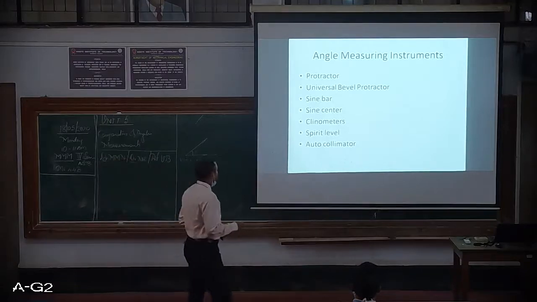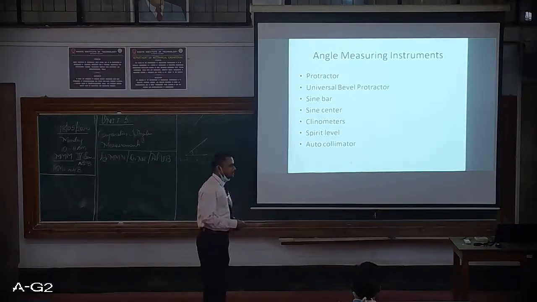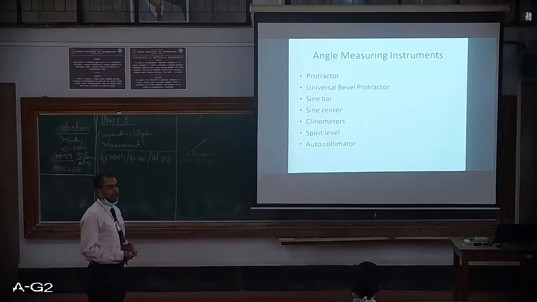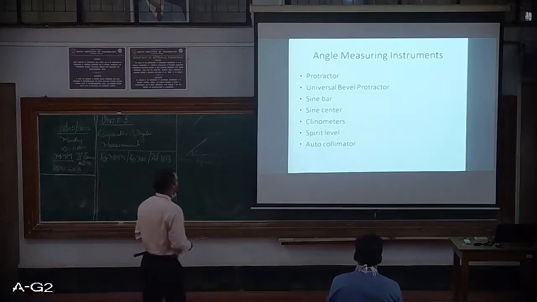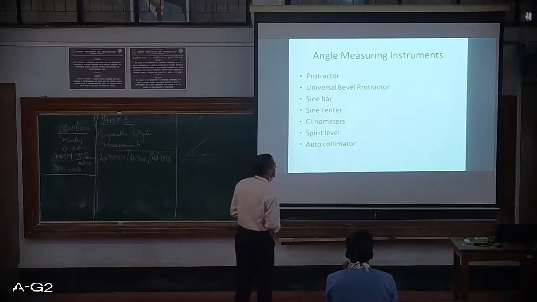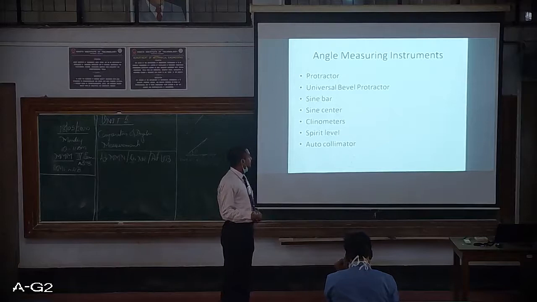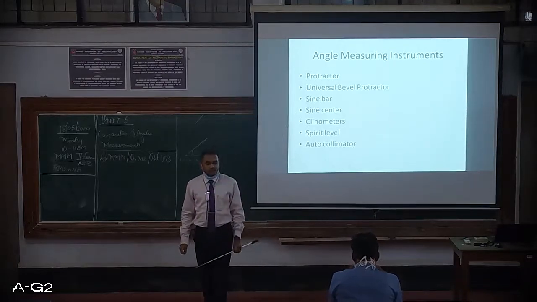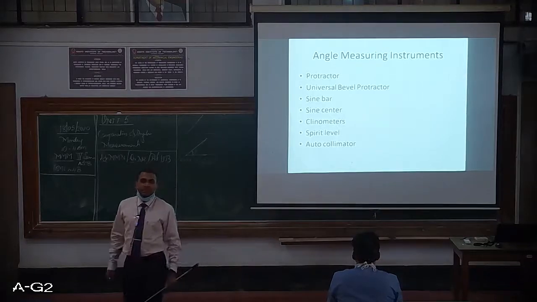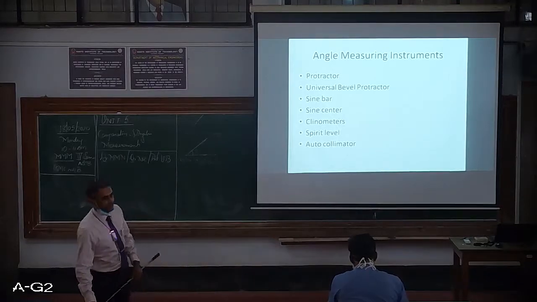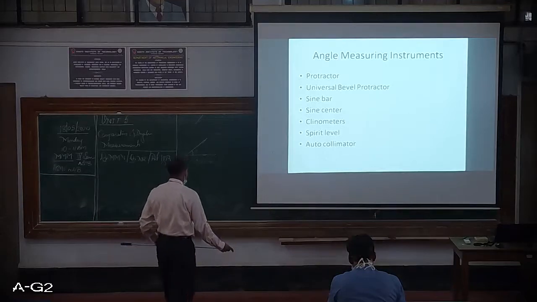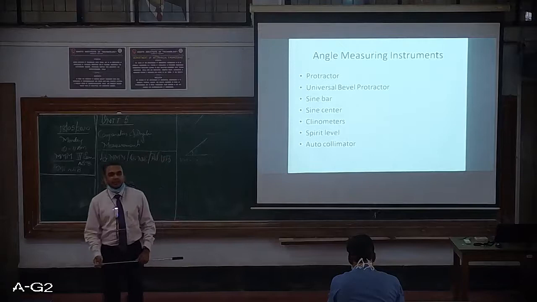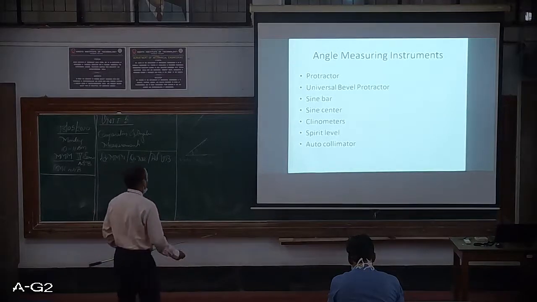Next we have the universal bevel protractor. It's a slight modification of the protractor, and it helps to increase the accuracy of the protractor. Next we have the sine bar and sine center. Both are based on the principle of the sine rule. As you know, sine theta is equal to the height divided by the hypotenuse.